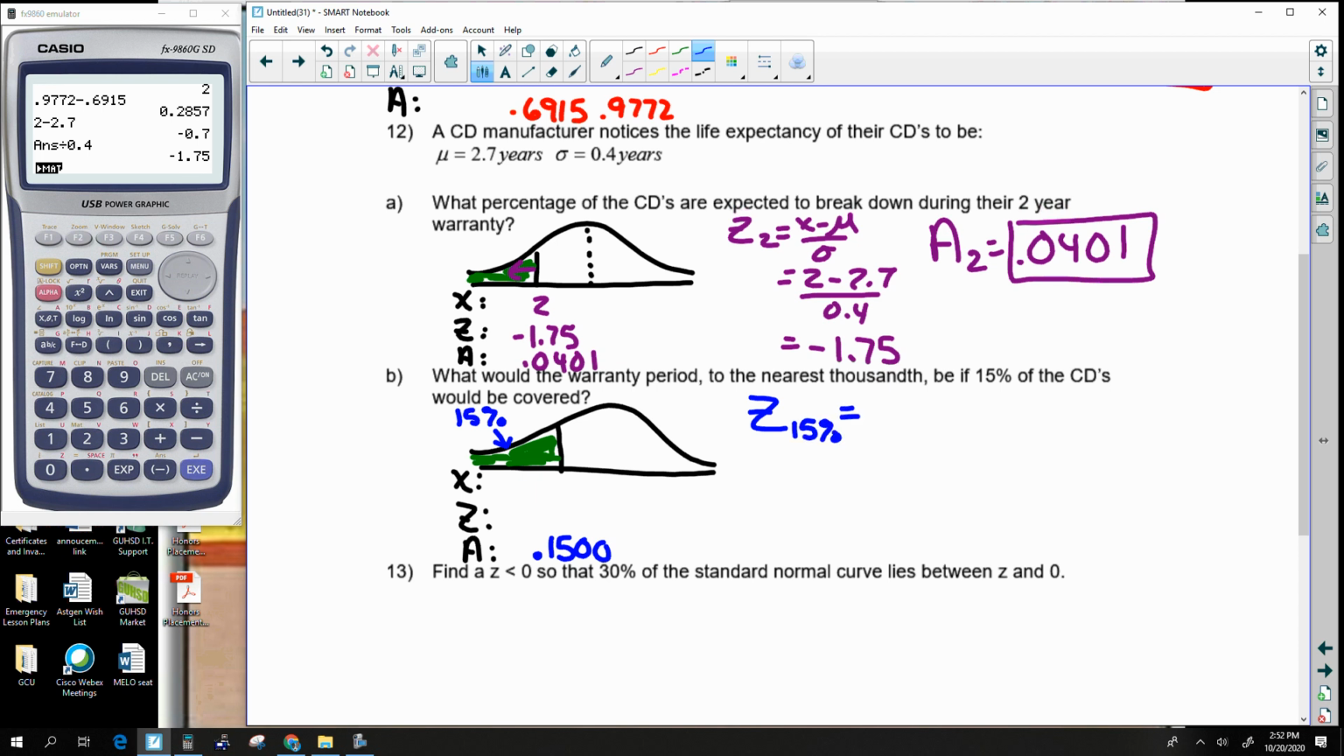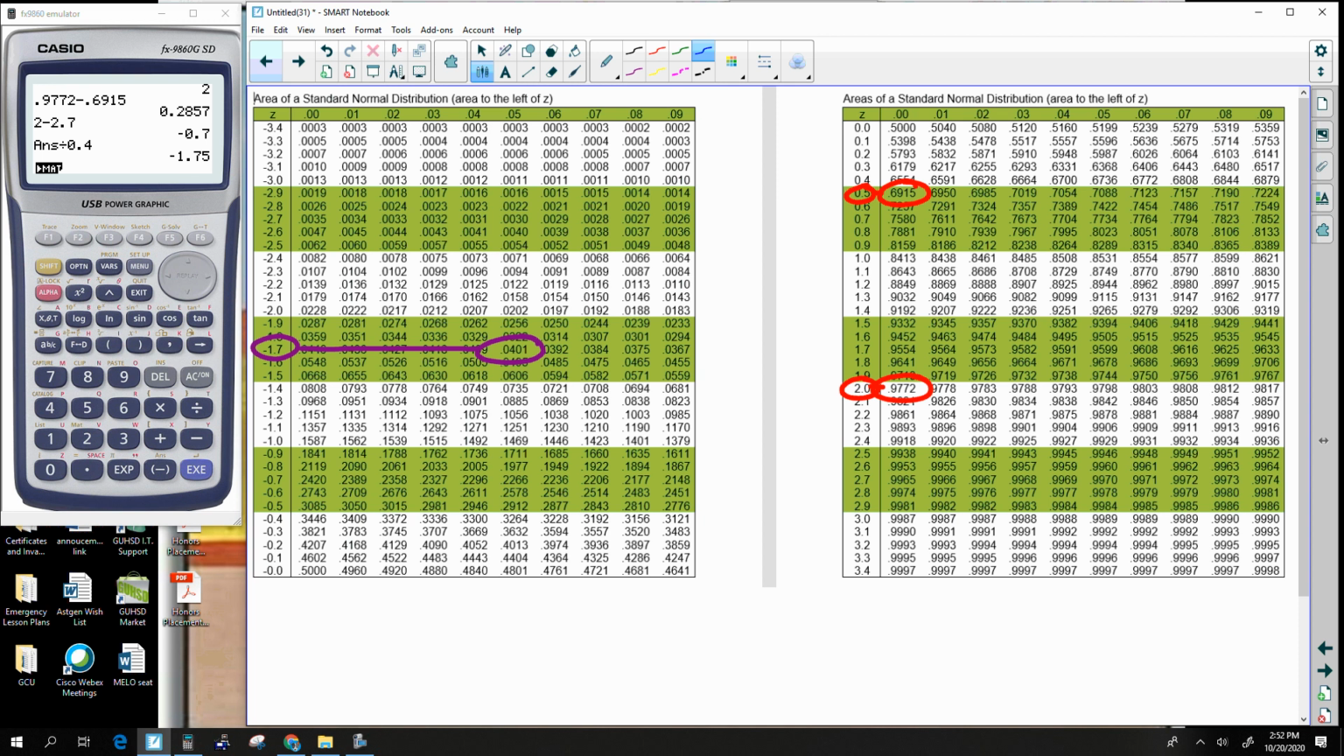And again, this is not an X. So we're not running it through X minus mu divided by sigma. I'm using the table and I'm looking for the Z-score that is associated with 0.1500. So I'm looking for 0.1500 so I can get the Z-score. So 0.1500 would occur right in there.